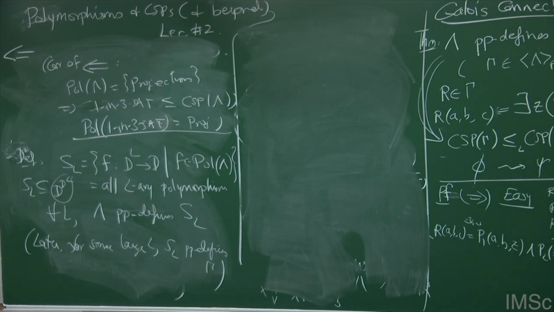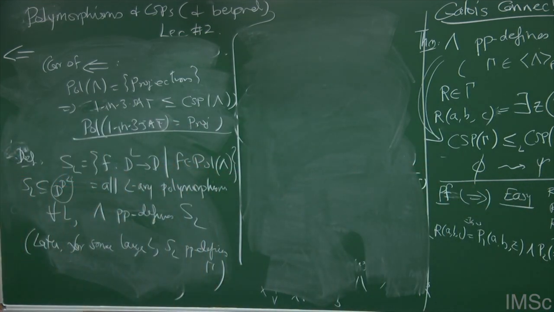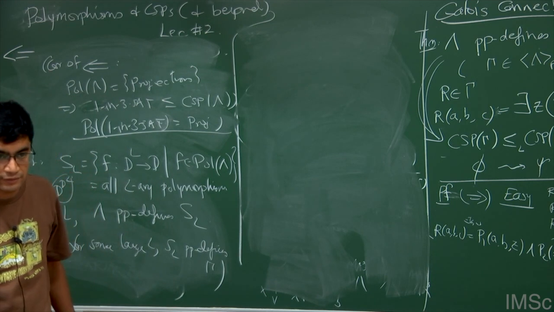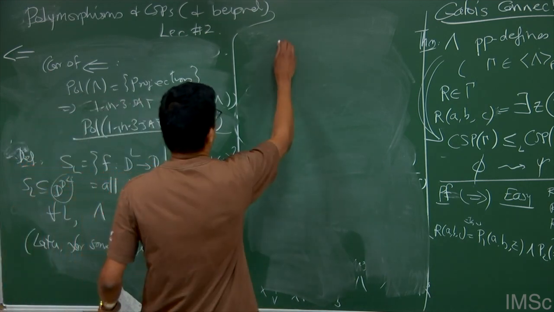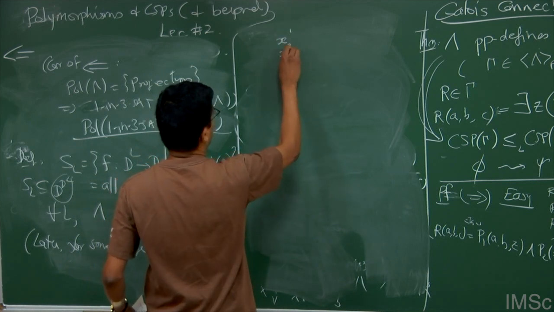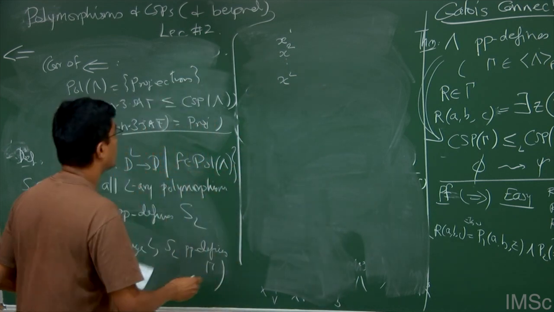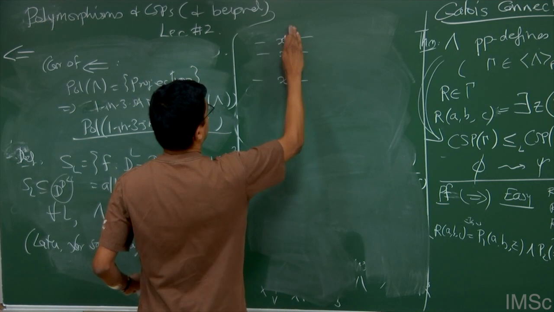In some sense you should expect that, because what is the polymorphism property? It says that if you write down some tuples which are in the relation and then you apply F column-wise, you should get something in the relation. So let's just try to write down all those constraints. Let's write down some tuples x1, x2 to xl.